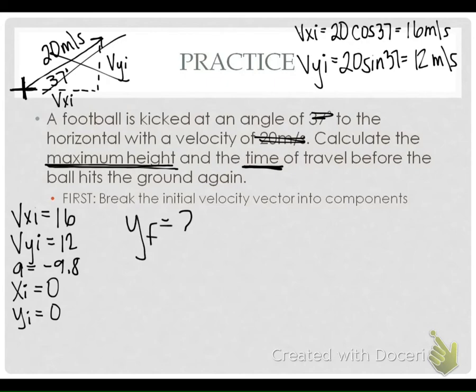Since we're looking at this trajectory of this projectile at peak height, what does that mean the final vertical velocity would be at peak height?